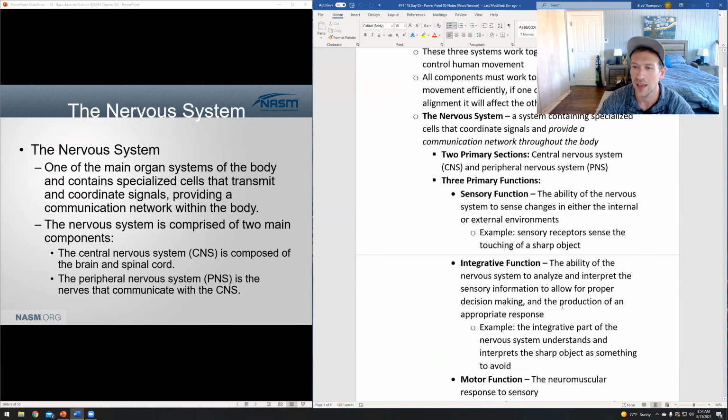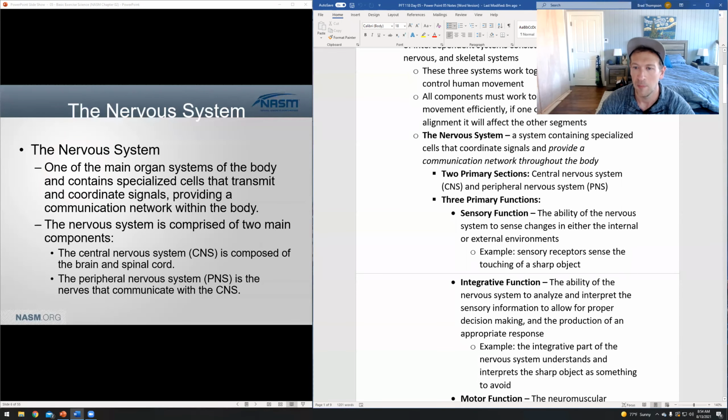So looking at the nervous system, right? By definition, if you're going to put this in your notes, it is a system containing specialized cells that coordinate signals and, this is the important part, provide a communication network throughout the body. So it's kind of a weird definition when you think about it. It's like, what do you mean it's a communication network throughout the body? Well, if you think about what a communication network is, it's information going in both directions, right?